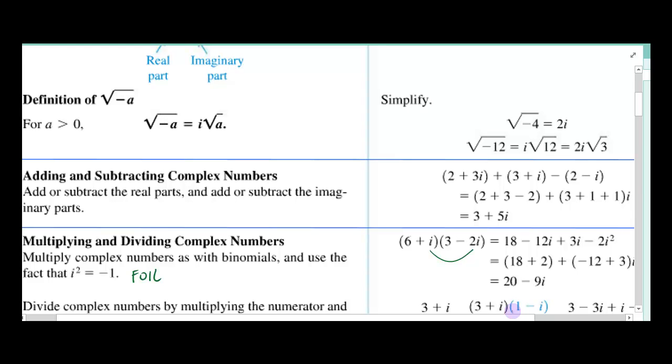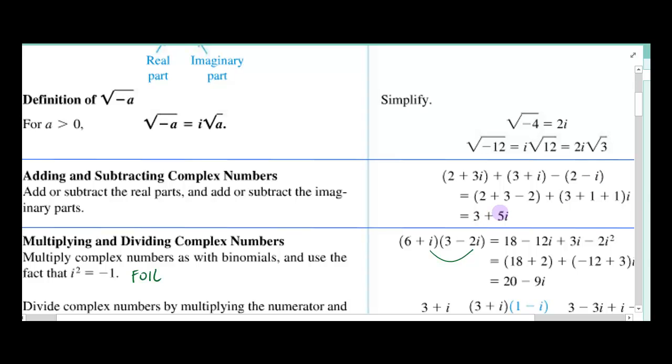So now let's talk about adding and subtracting complex numbers. When you add or subtract them, you're basically just adding or subtracting the real parts and then adding or subtracting the imaginary parts. So here I have three terms I am adding together. Notice that I'm going to add the real parts, which are the 2 plus 3 minus 2 here, and then the imaginary parts, which are 3i plus i, and then plus another i, to give me a total of 3 plus 5i.